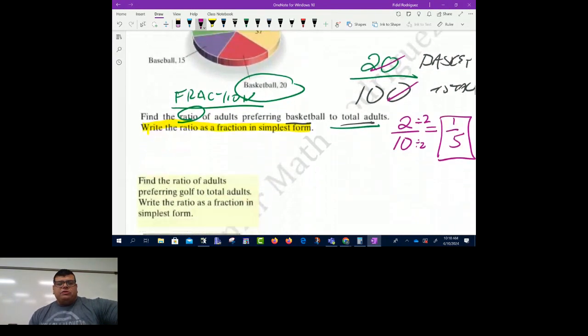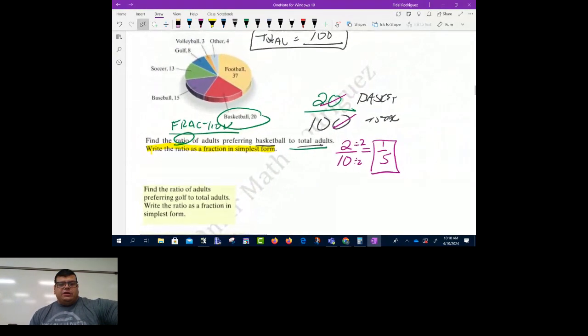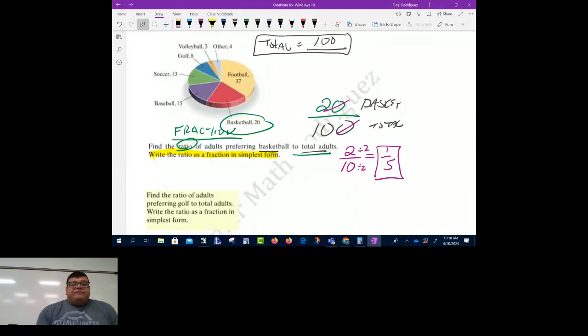All right, let me scroll down a little bit further. Okay, we got another one here, and it says, can we write the ratio of adults preferring golf to total adults? Okay, we're going to do the same thing, y'all. So golf. Golf, we have a total of 8 over the total of 100.